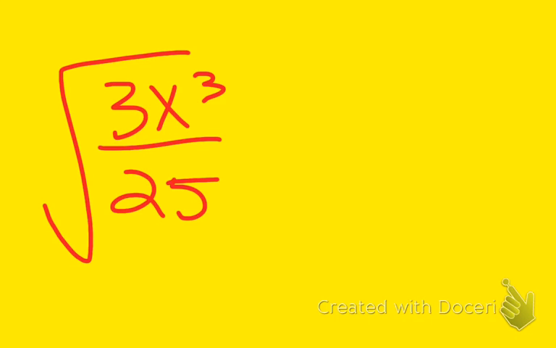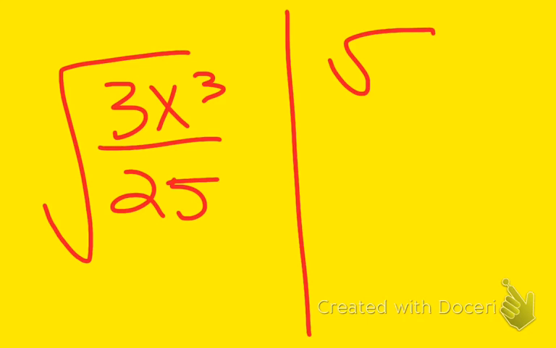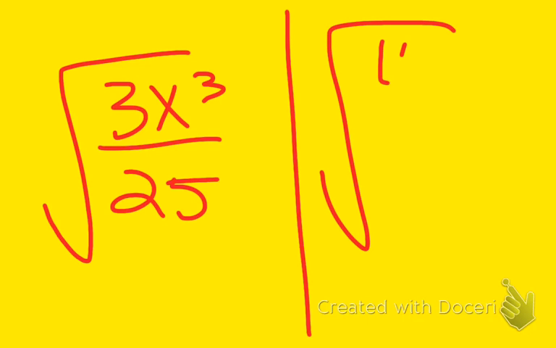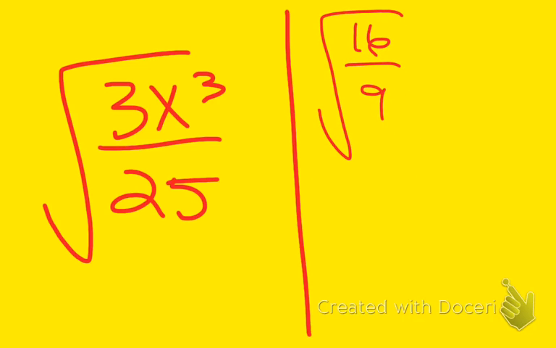I'm going to start with something a little more simple. Let's go with this one. I'm going to go the square root of 16 over 9, okay? And we can take this and break it down. You don't have to write this part out, but I'm going to write it out. We're going to actually take the square root of 16 over the square root of 9.